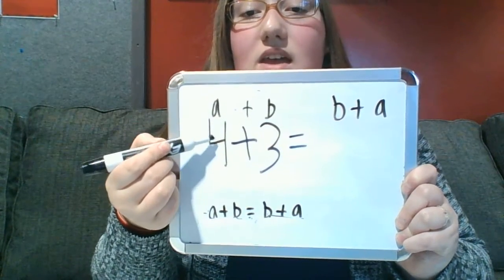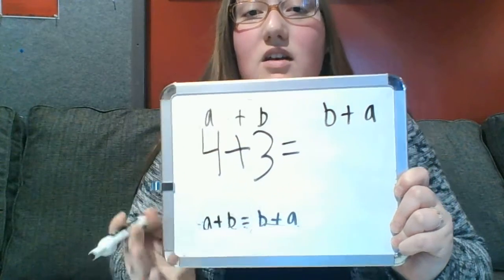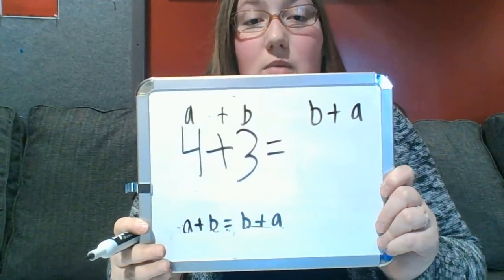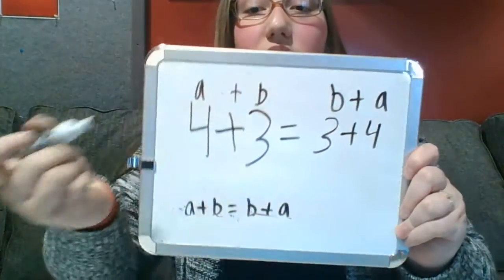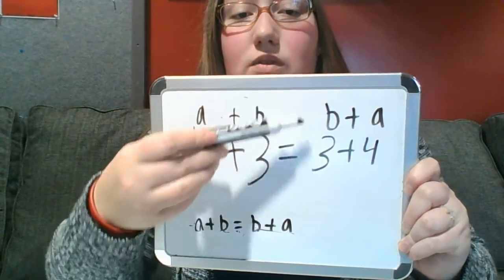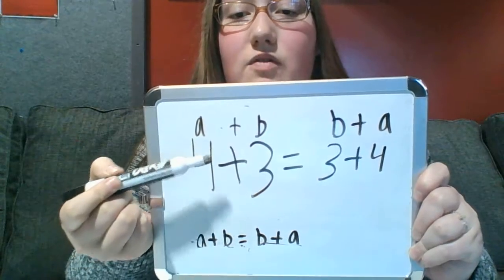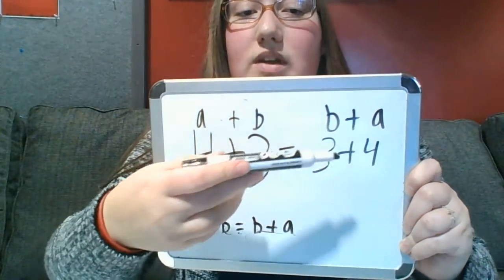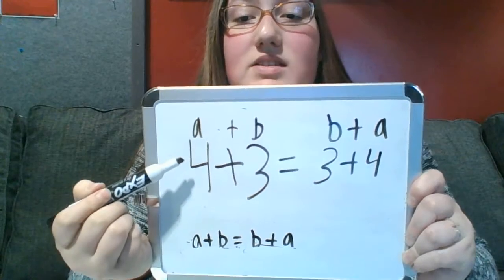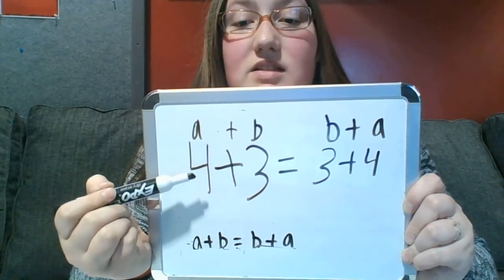So if the 4 is the A and the B is a 3, in order to use the commutative property of addition, we would be able to rewrite that as 3 plus 4. A plus B equals B plus A. 4 plus 3 equals 3 plus 4. They're the same thing if you write them just like this. So another example of that would be 6 plus 12.